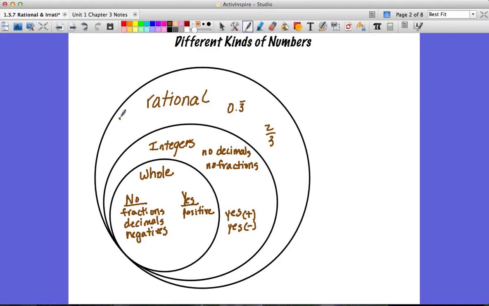Now, rational numbers say yes to many things. So they can be positive, they can be negative, they can be fractions, and they can be decimals. But the thing is, they have to be a terminating decimal or a repeating decimal to fit in rational numbers. So if you want to put in here somewhere terminating, repeating, just to remind yourself, that would probably be helpful.